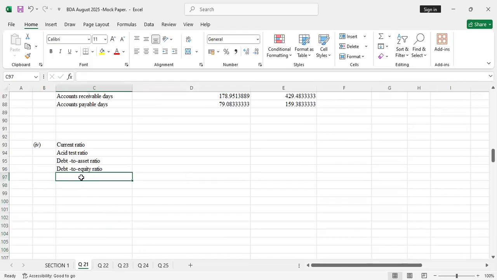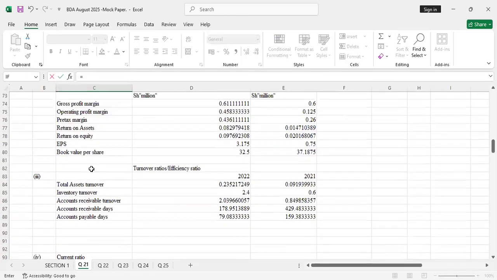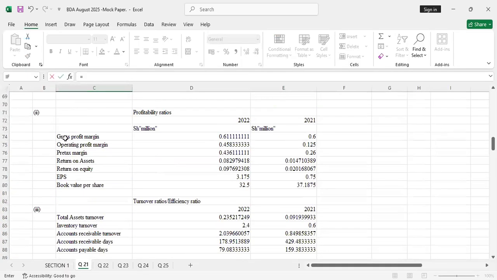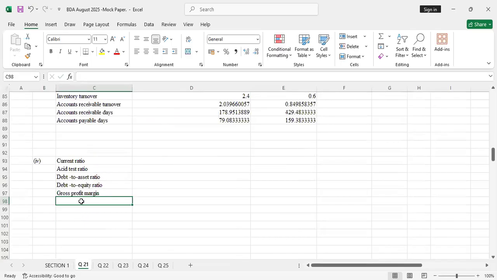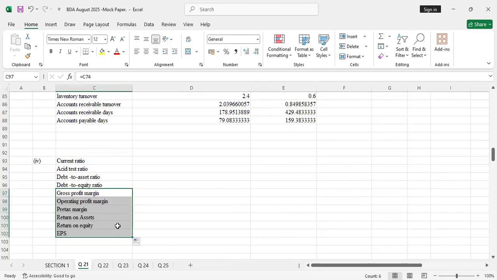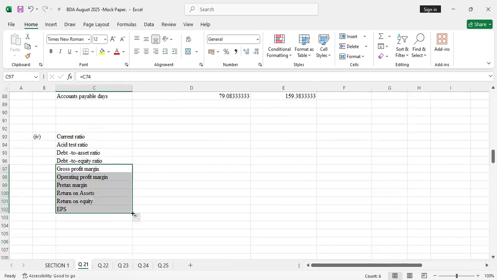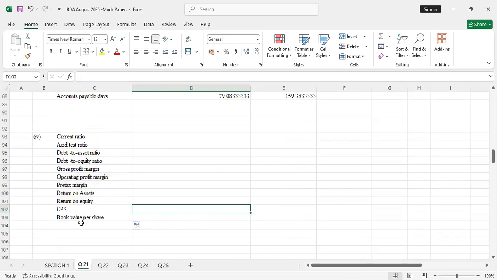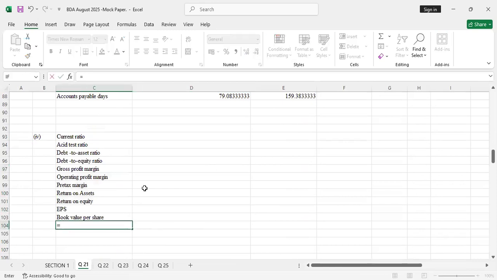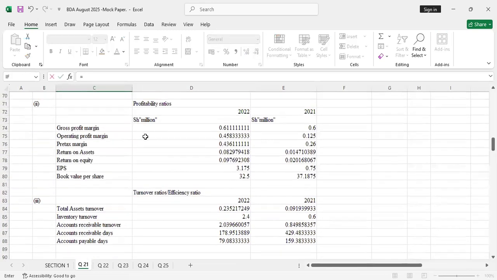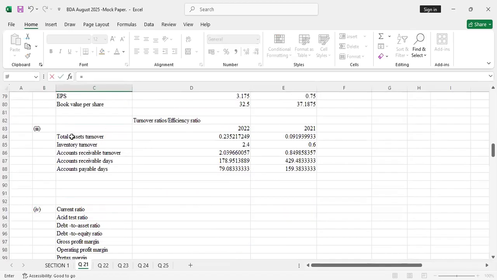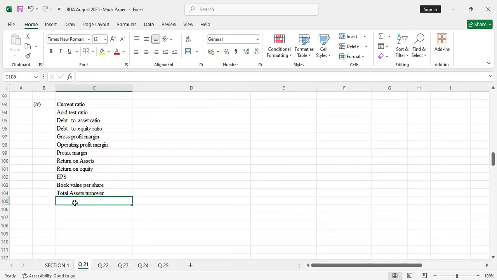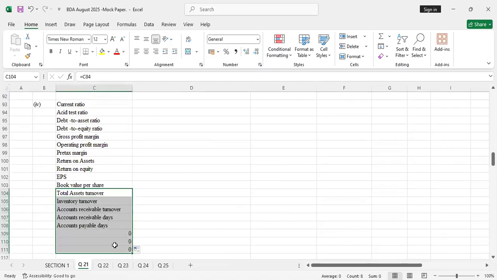So from there now, I'll go to the profitability ratios. I'll also pick the gross profit margin. Yeah, that's how you're supposed to do it. Then you drag so that you get those other values. Then lastly, we'll have what? We have the turnovers. So I'll pick that, enter that, then you drag. Okay, so let me do away with this.